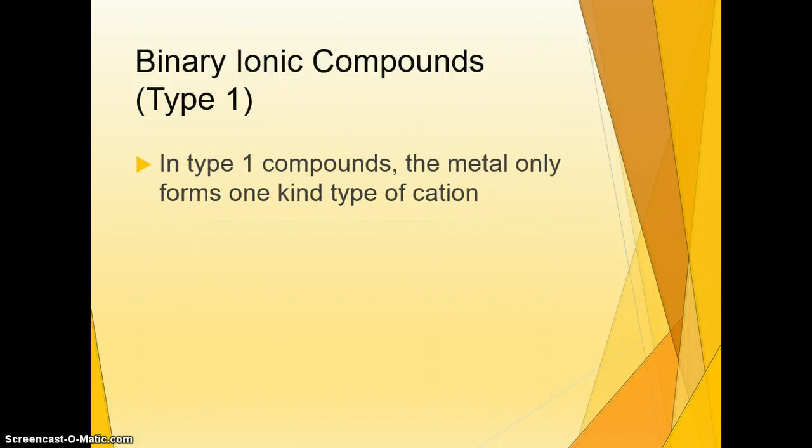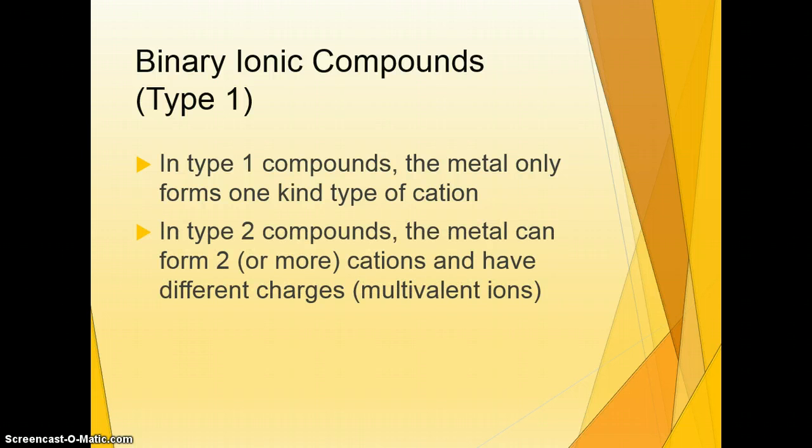In type 1 compounds, the metal only forms one type of cation. So these are our groups that we've looked at, our group 1, group 2, group 3, etc. And in type 2 compounds, the metal can form two or more cations and have different charges. These are the ones we call our multivalent ions that we looked at at the beginning of the year. So we're looking at things like lead and manganese and iron that have multiple ions.